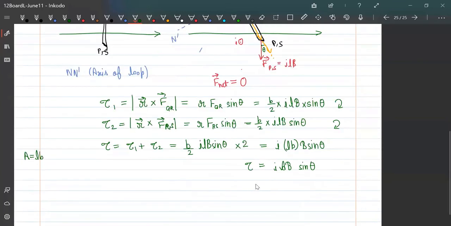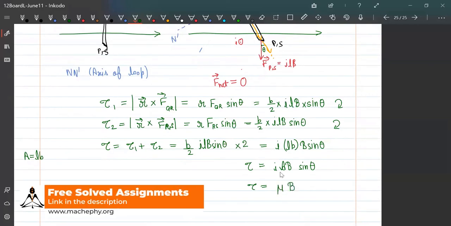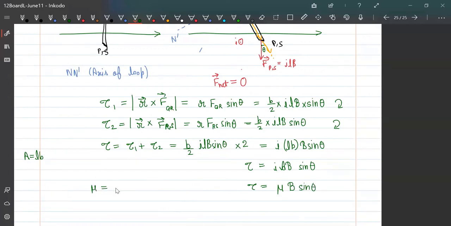What is IA? IA is our magnetic dipole moment. So I can write mu B sine theta. Mu we defined from here, mu becomes IA. And from here, if we want, we can also write the vector form. From here we get the formula for torque as mu cross B. This is the derivation of the formula of torque on a current carrying loop. Now that we have derived this formula, I don't need to derive it every time. For different cases I can just directly use this formula.